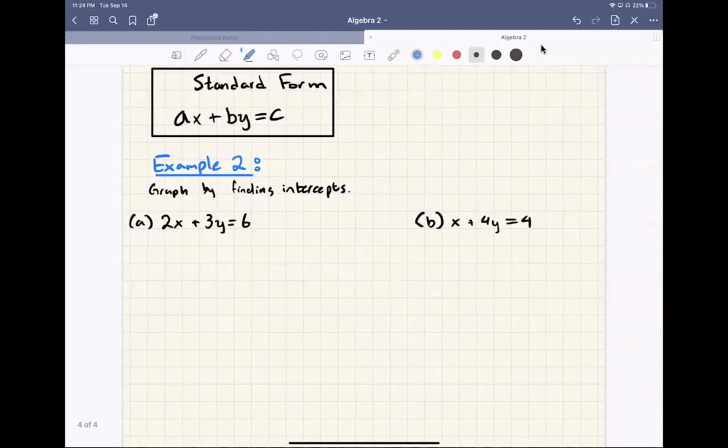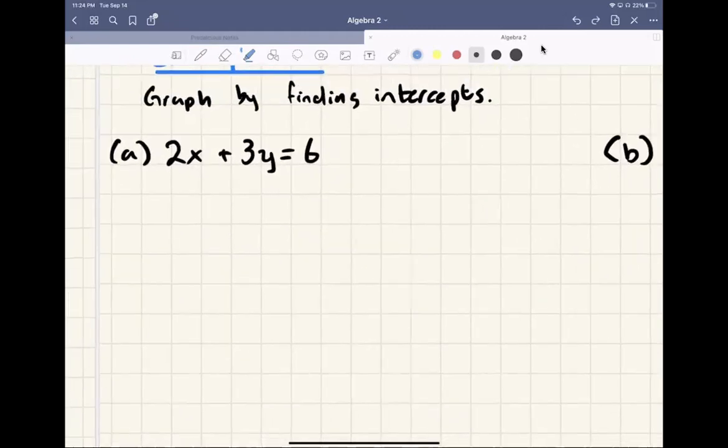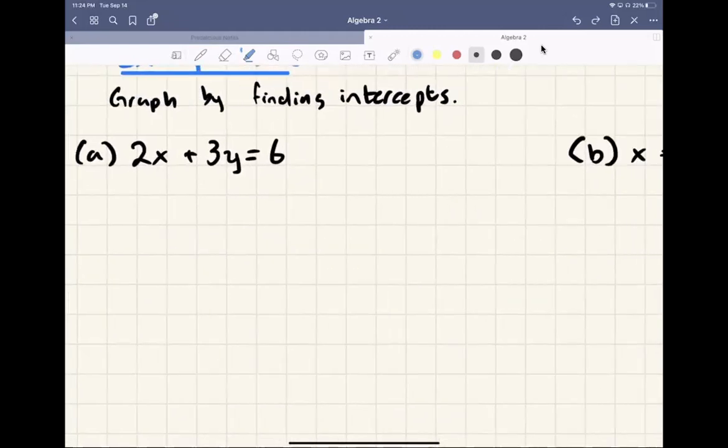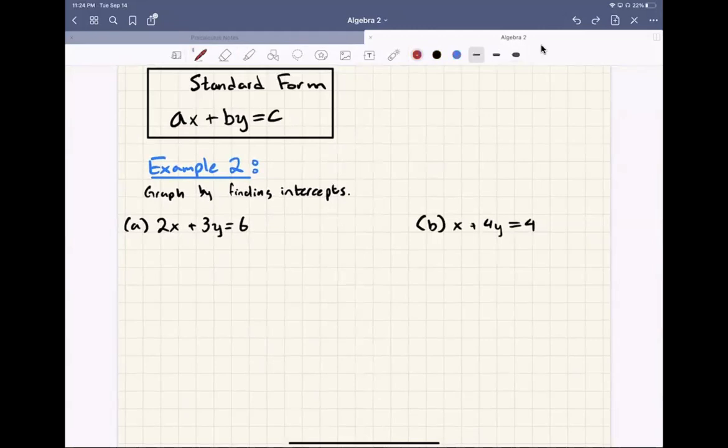Standard form. So if you don't know what a standard form of an equation looks like, it looks just like this: Ax plus By equals C. And the reason we like standard form is because it lets us graph by finding our intercepts. Okay. So I'm going to write this note right here.